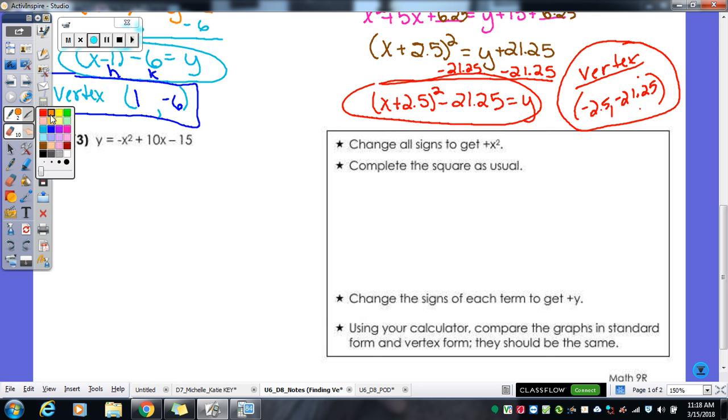All right, number 3, we got y equals negative x squared plus 10x minus 15. It is in standard form because it does go x squared, x, and then your constant term. However, we have an extra step we have to do here. We can't do completing the square with the x squared term being negative. So what we want to do, and I have the little note over there, we're going to divide everything by negative 1 because then that's going to change our x squared to be positive. So we're going to have negative y equals x squared minus 10x plus 15.